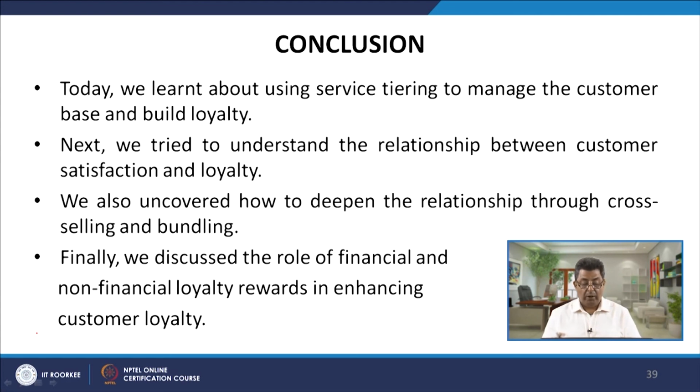So, to conclude this module, today we have learnt about using service tiering to manage the customer base and build loyalty. Then we have tried to understand the relationship between customer satisfaction and customer loyalty. We have also uncovered how to deepen the relationship through cross-selling and bundling and upselling. Finally, we have discussed the role of financial and non-financial loyalty rewards in enhancing customer loyalty.